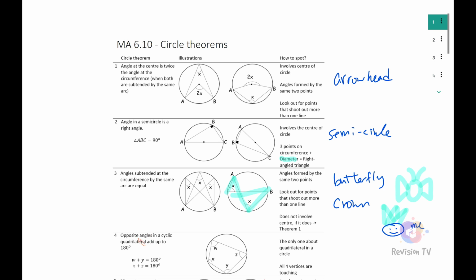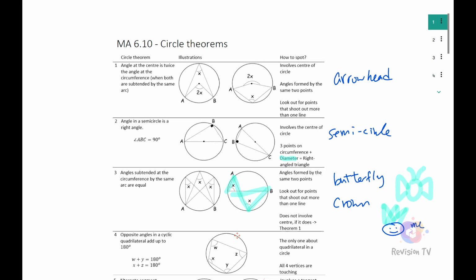The fourth one is opposite angles in a cyclic quadrilateral add up to 180 degrees. So W plus Y will be 180, X plus Z will be 180. This is the only one about a quadrilateral in a circle. One point to note is all 4 vertices are touching the circumference. So when you say quadrilateral, you should be thinking about this circle theorem.